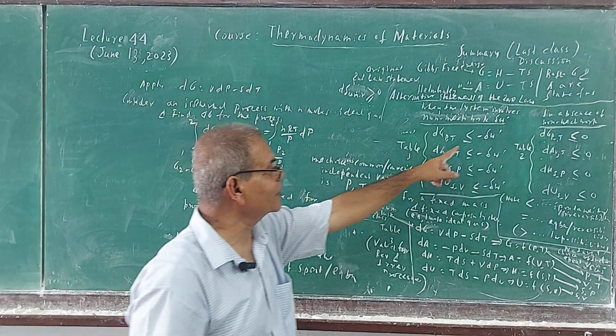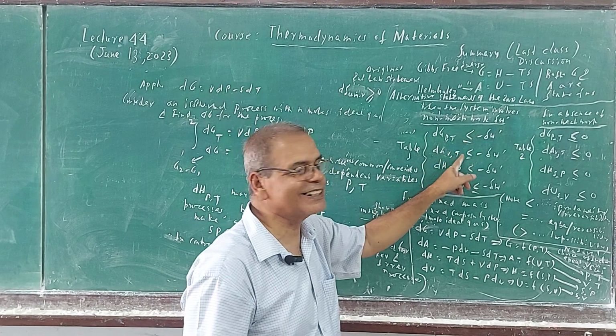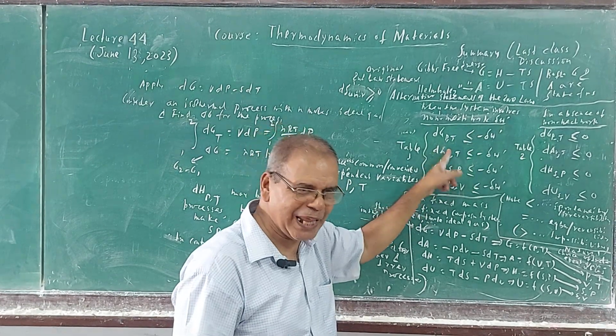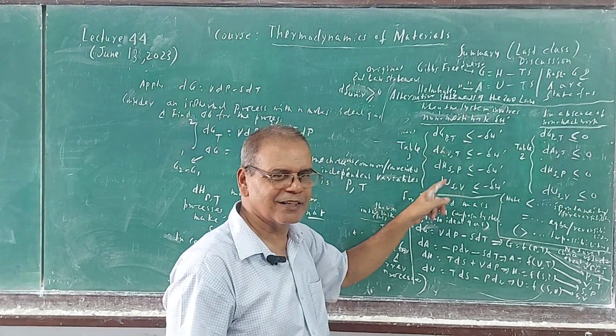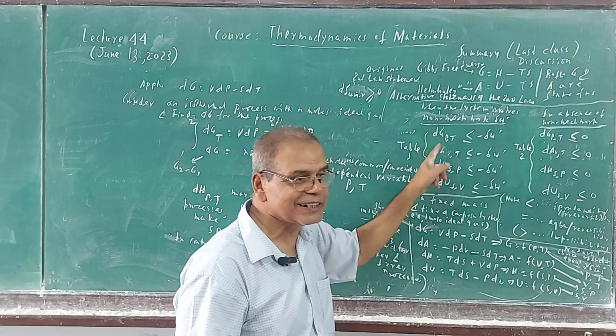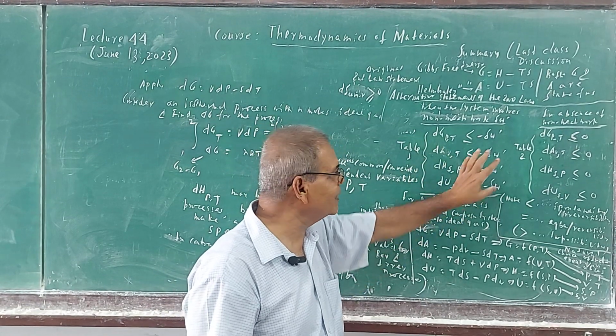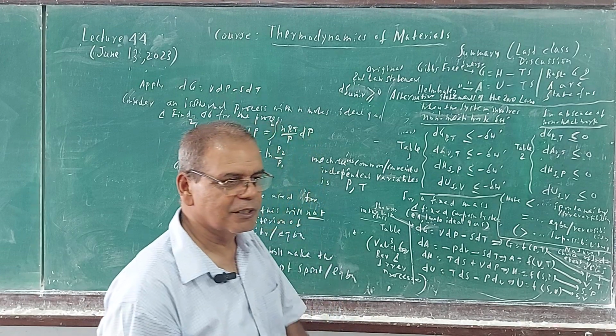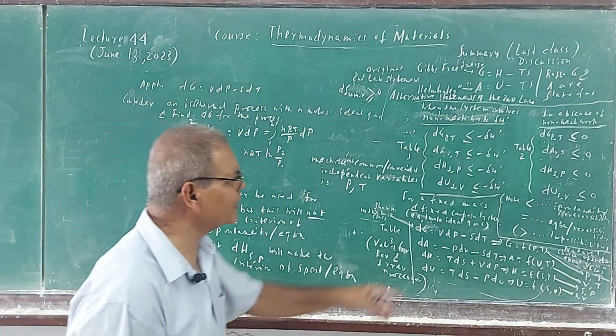Sir, why is this equal? This is a state property. Wrong? No sir, this is correct. This is fixed. That is one. Now next, let us take up this one.